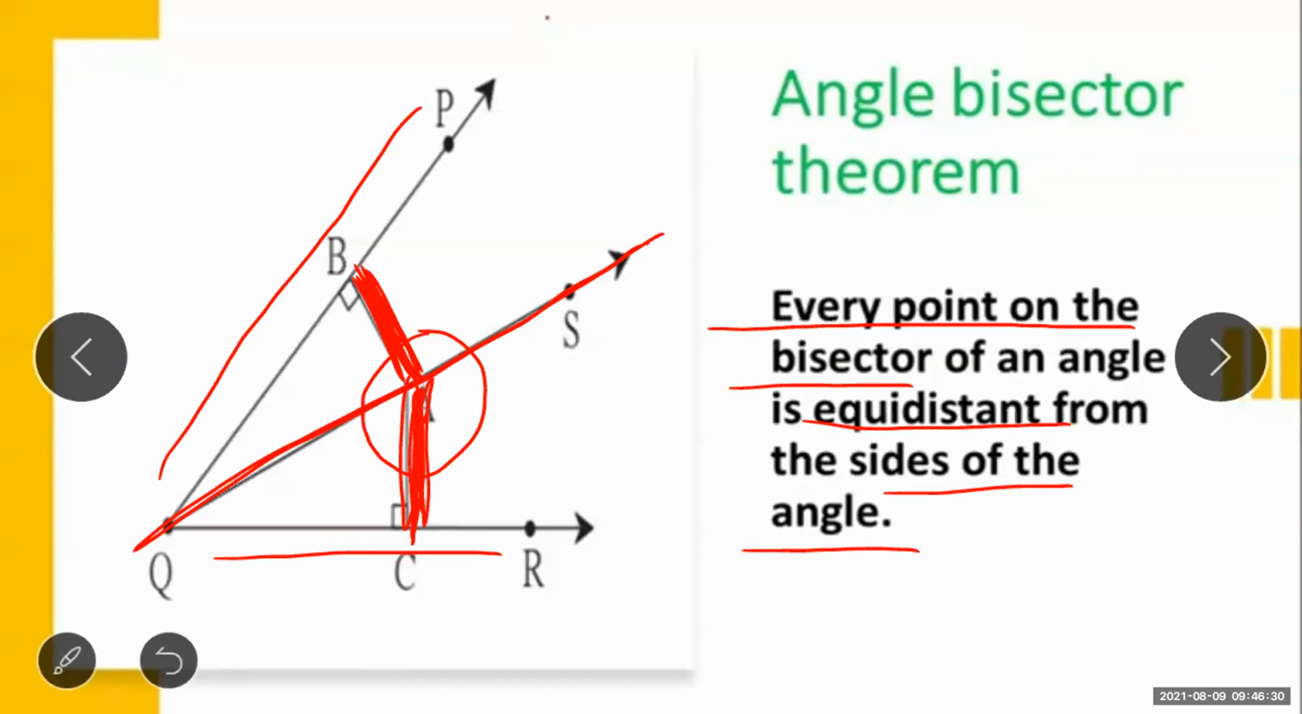Again, these two angles, if it will be possible to show them congruent, try to show them congruent to each other.